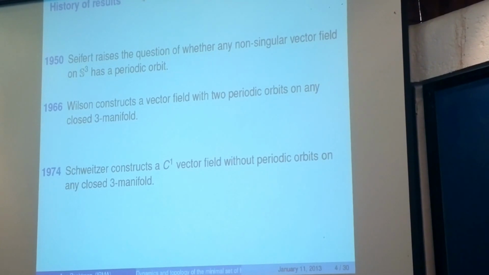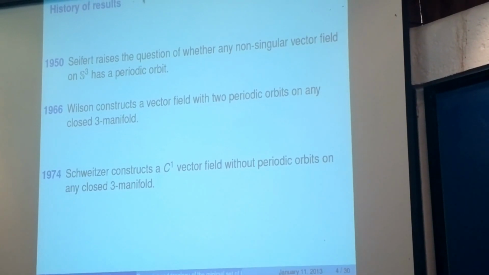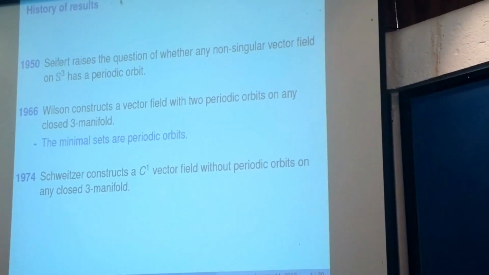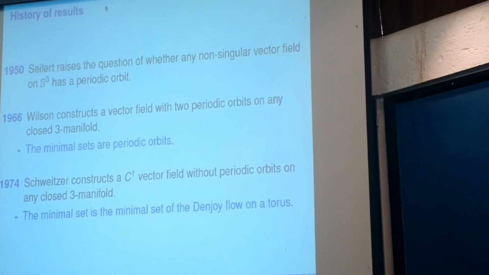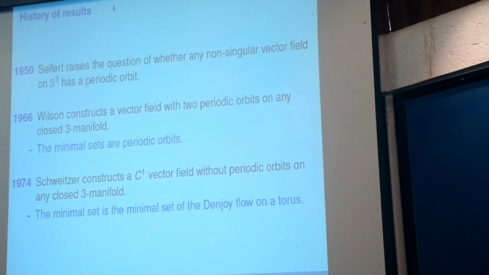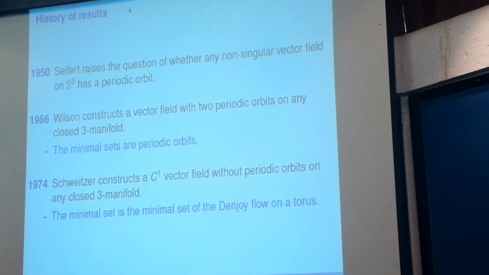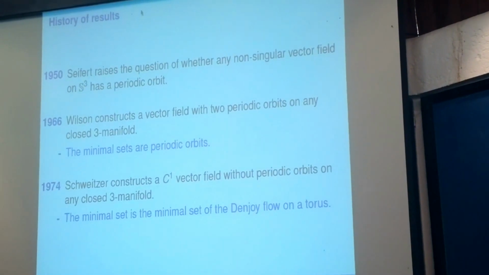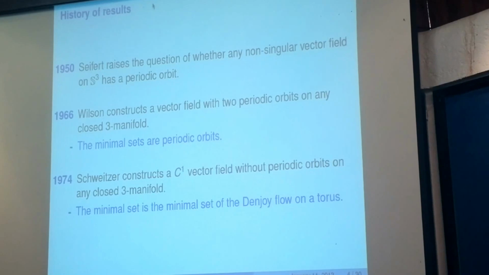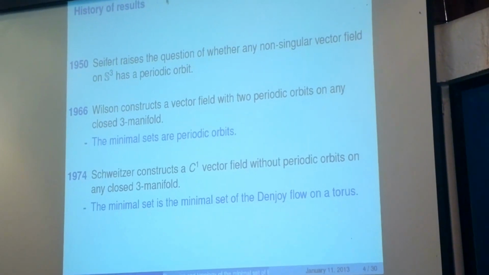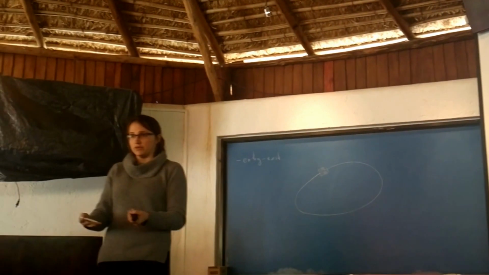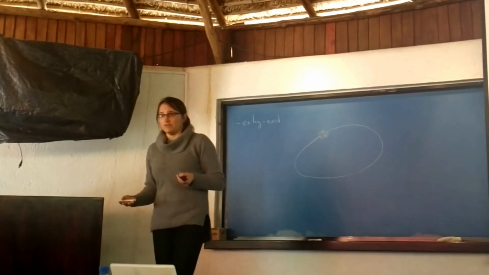What I want to stress here is that in the Wilson plug, the minimal sets are the periodic orbits. Here, they are two copies of the Denjoy minimal set on the torus. Before passing to Kuperberg's construction, I want to say that these constructions come from the minimal set. In Schweitzer's, for example, you start with the minimal set and then you construct the plug around it. And in Krystyna's it is completely different.